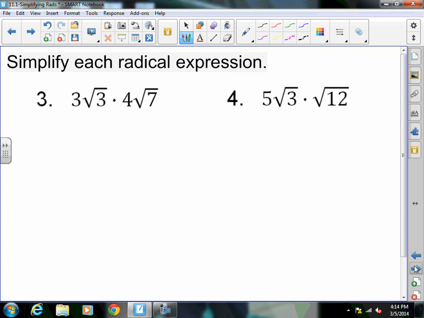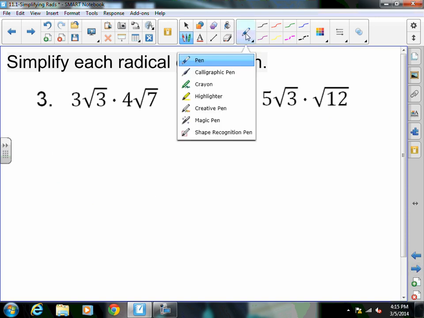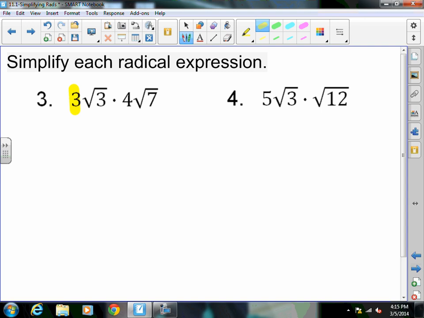Number 3. Notice on number 3, you have numbers without rads, and you have numbers with rads. You can only multiply numbers with rads together, and you can only multiply numbers without rads together. So to do this problem, you're going to take 3 times 4, and you're going to get 12. Then you're going to take rad 3 times rad 7, and you're going to get rad 21.